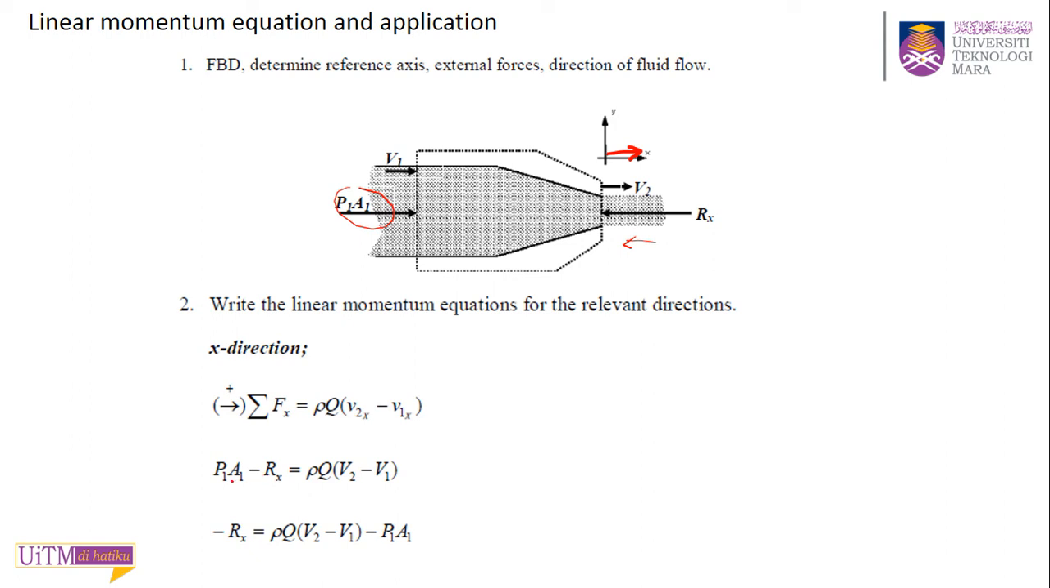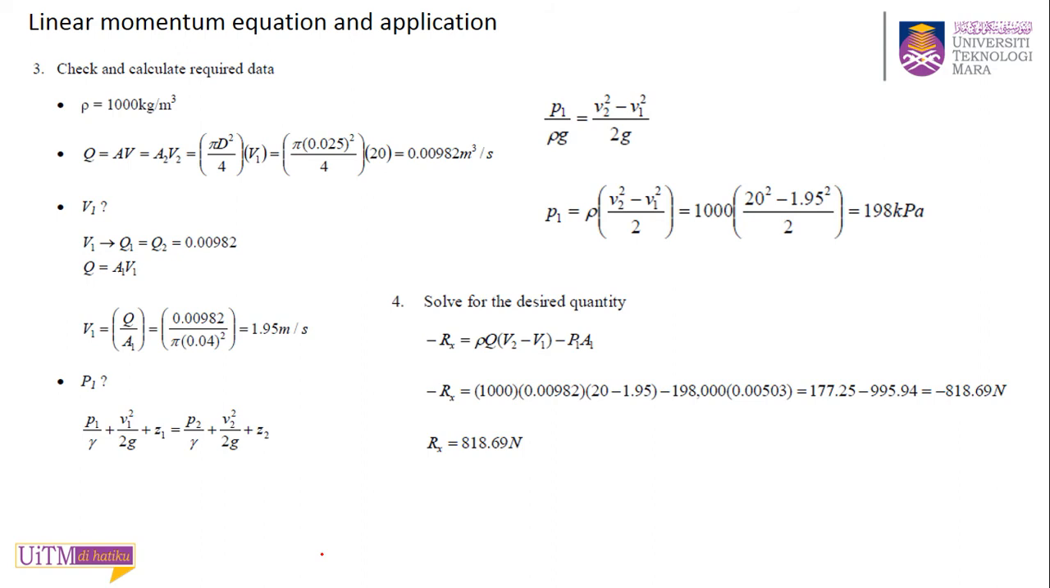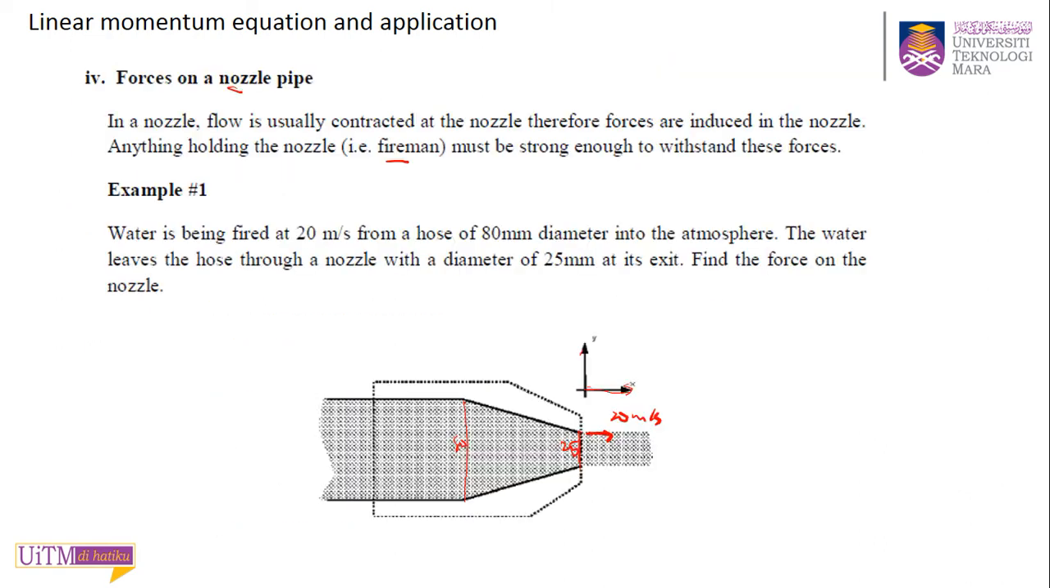Negative Rx here, bring this to the right hand side: rho Q times V2 minus V1, minus P1A1. In this example you need to find the P1, because they did not give you the P1. But we know this is a nozzle, so you have a pressure force P1A1 coming in, and you need to find that.